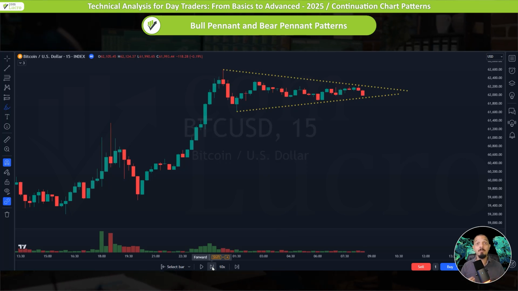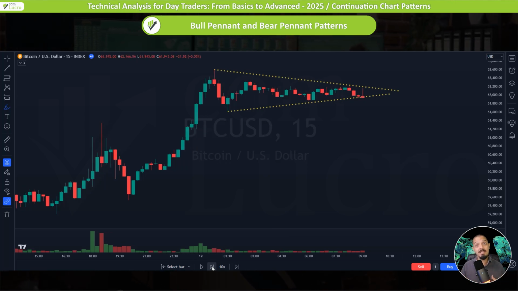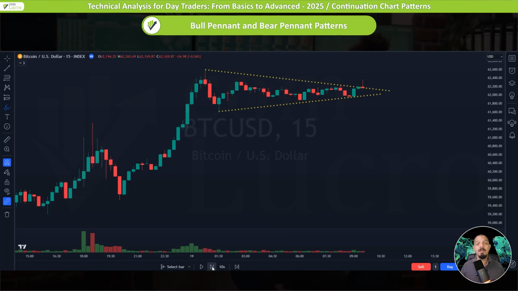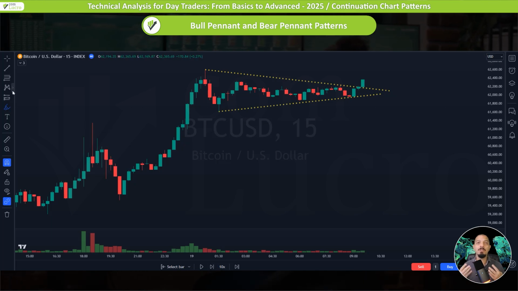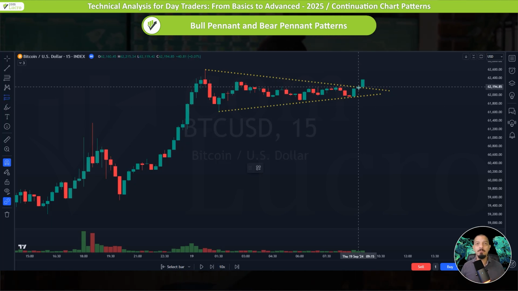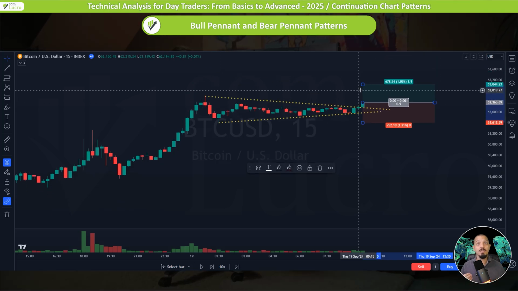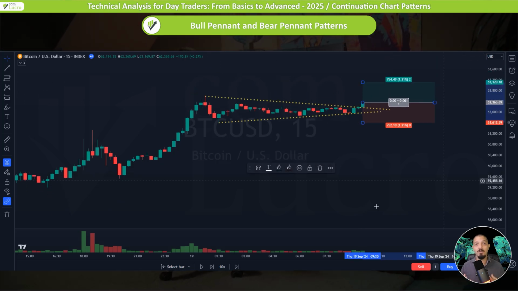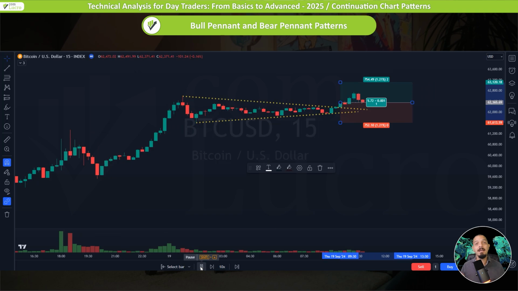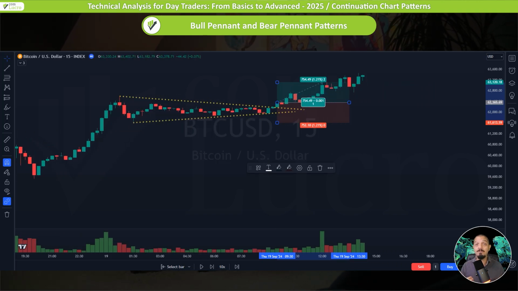During this phase, the market reaches equilibrium between buyers and sellers, but this pause is only temporary. Watch as the price approaches the upper boundary of the triangle. Once it breaks through this resistance, we have confirmation of the bull pennant, signaling the continuation of the uptrend. Traders often enter positions at this point, taking advantage of the resumed upward momentum.